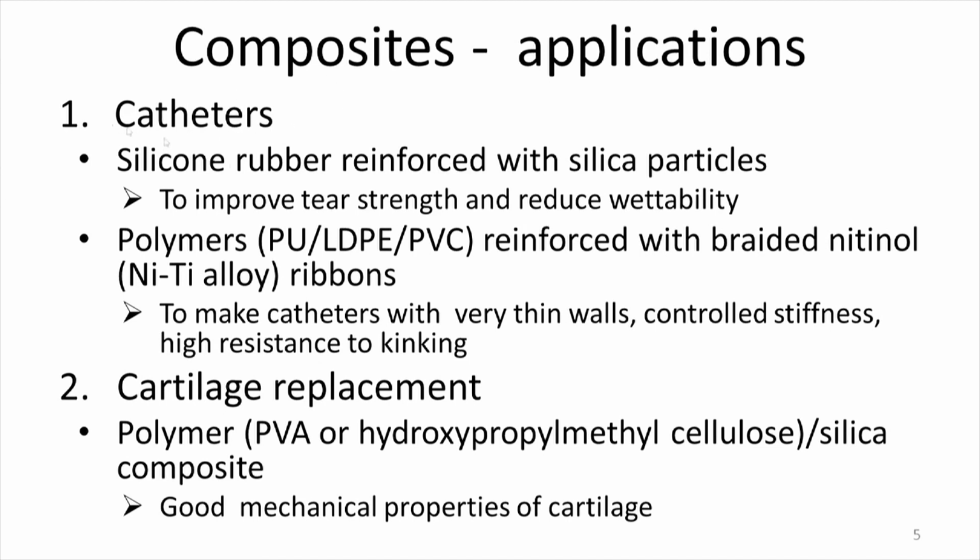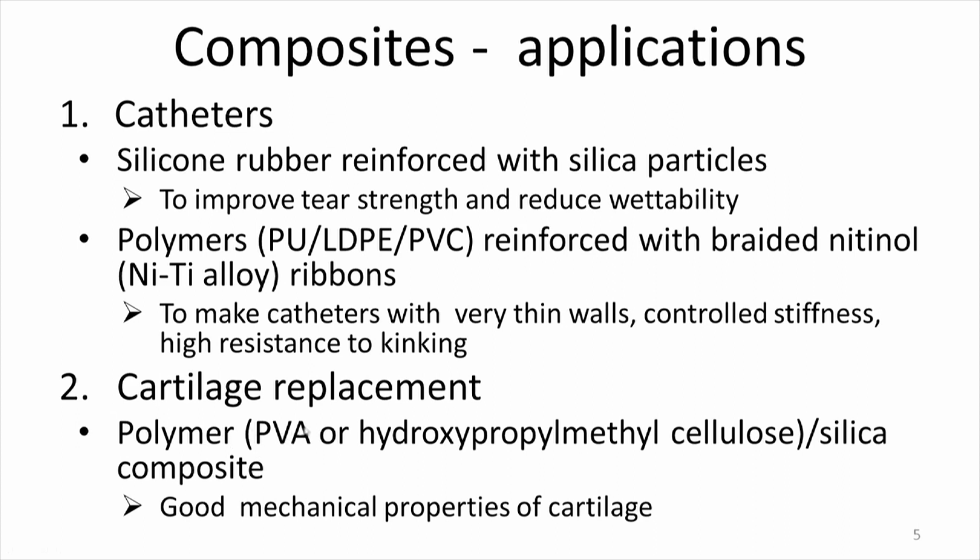Applications: catheters, they use silicon rubber reinforced with silica particles. The silica particles improve tear strength and reduce wettability. Polymers like PU, LDPE, PVC reinforced with nitinol. Nitinol is a nickel titanium alloy. With this we can achieve very thin walls, controlled stiffness, high resistance to kinking. Otherwise, if you have just these polymers, the tubing may get kinked. So, we add this alloy.